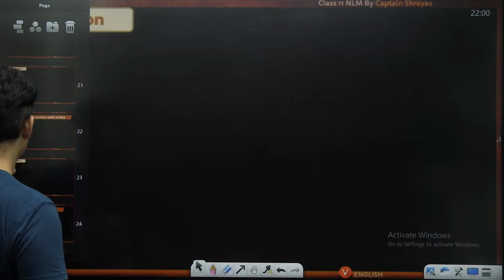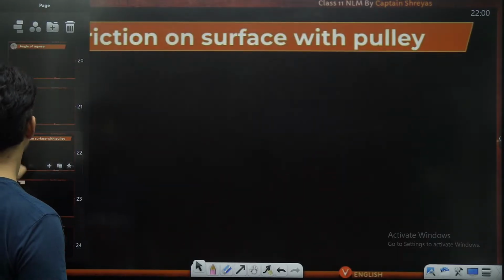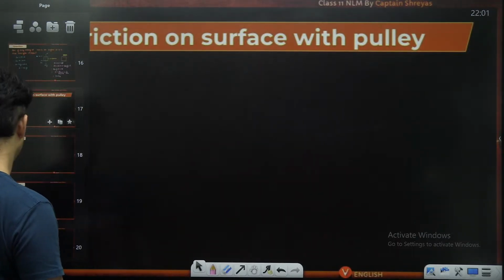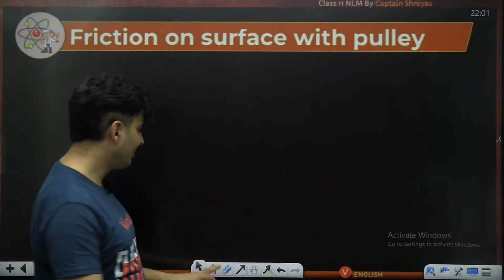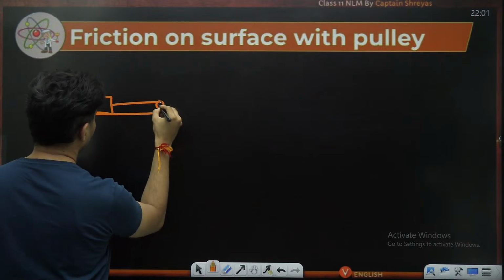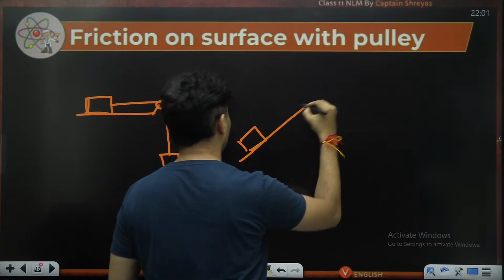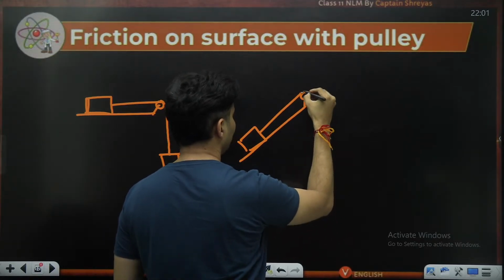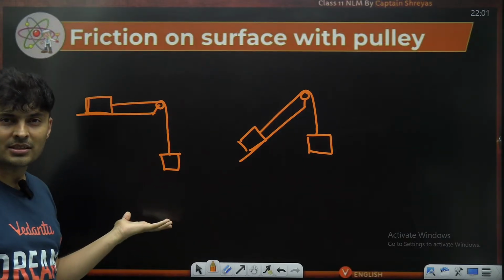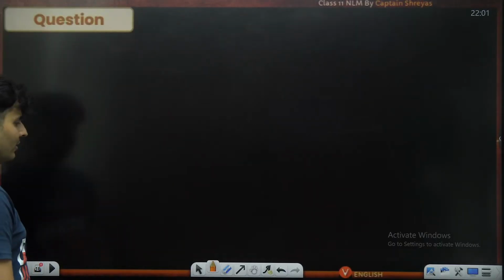Now that next question will be something like this. Friction on some surfaces with some pulley and all of that. So we'll solve these kinds of questions where you might have a block and maybe some pulley and something which is hanging, or maybe another block, some pulley over here, something is hanging. Where you have inclined surfaces basically, or flat surfaces, any kind of surfaces, how to solve these kinds of questions. Let's start doing one by one.